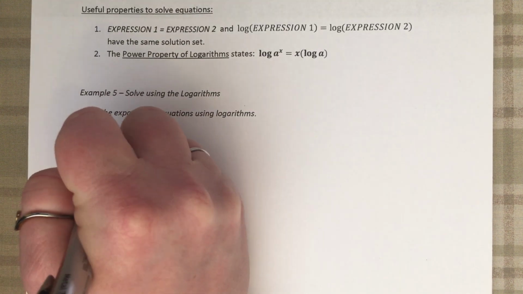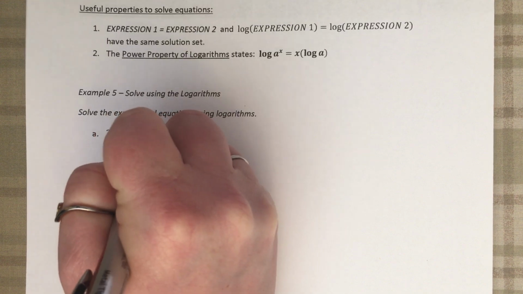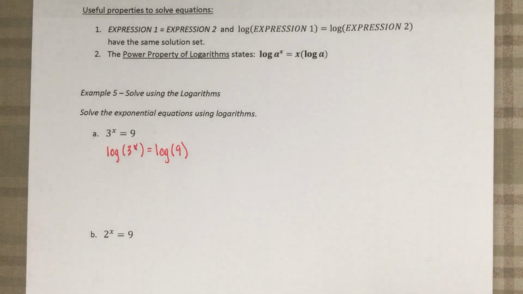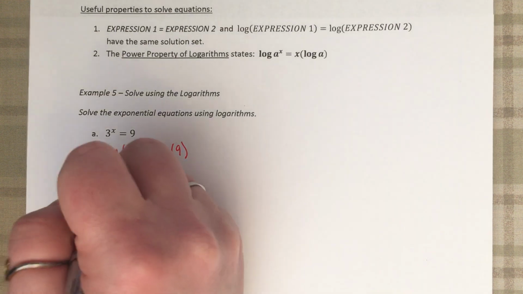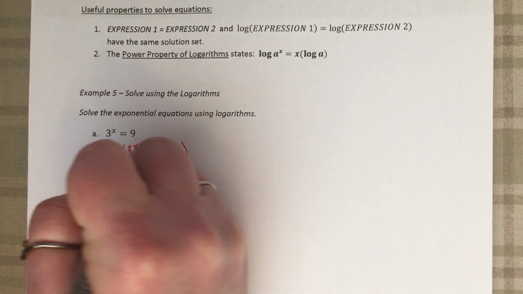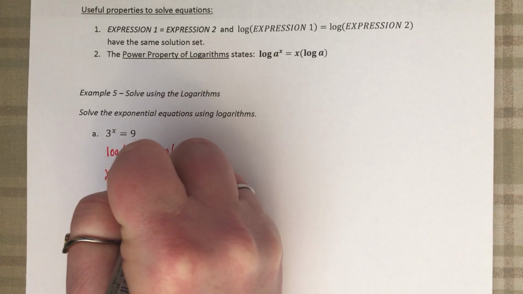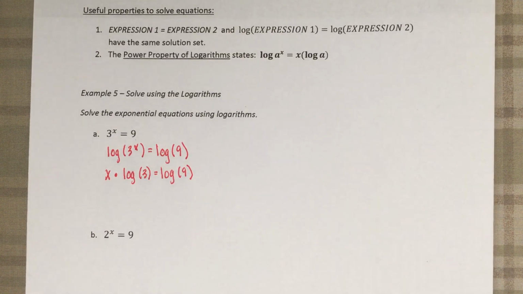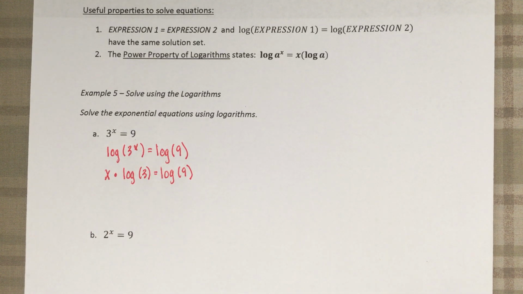All right, so to solve example A, we're going to use that first property up at the top, and we're going to take the log of each side. So our log of 3 to the x is equal to our log of 9. Then our second property says whatever our exponent is up top, we can bring out front. So I'm going to rewrite this as x times the log of 3 is equal to the log of 9. So the power that was up top drops down out front.